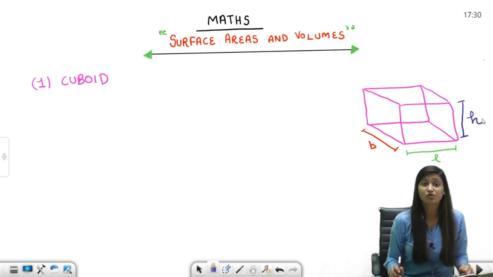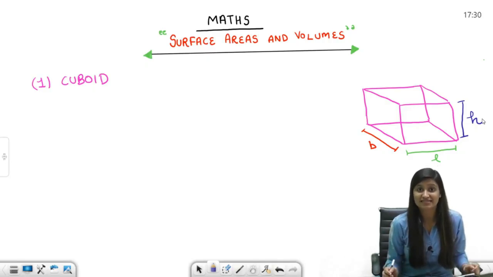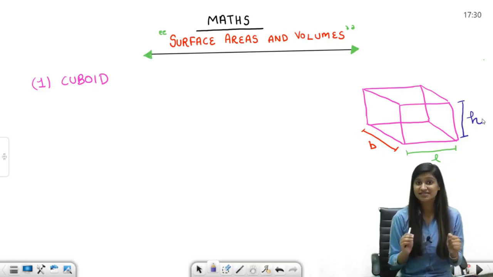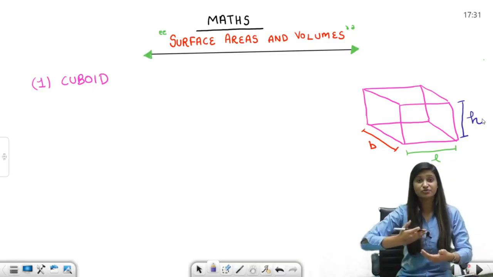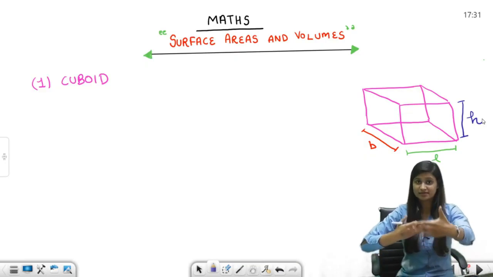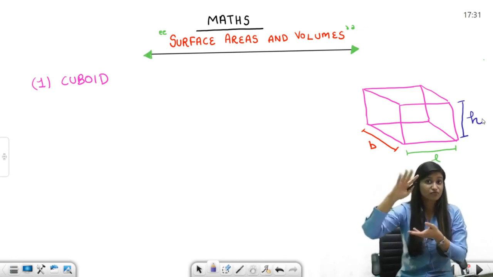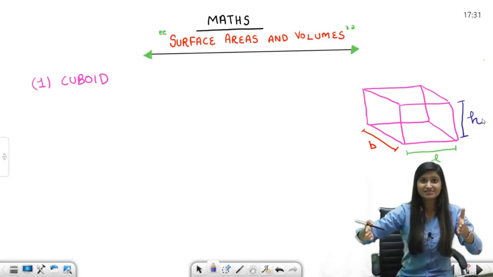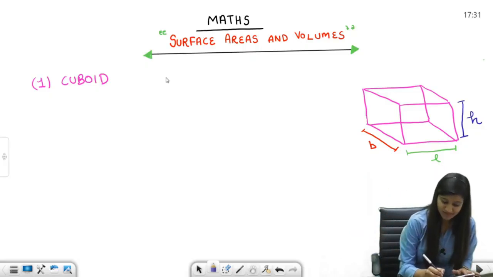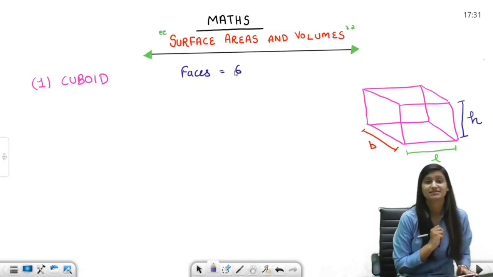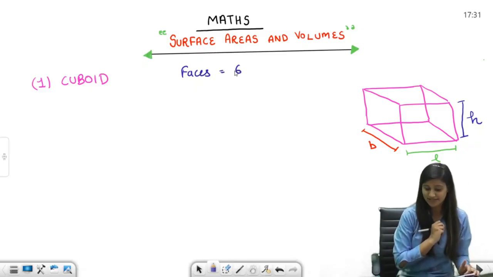Alright, now we will see how many faces a cuboid has. Cuboid will have 6 faces, right? The front one and the back one, these become 2. The upper one and the lower one, 4. The side ones becomes 6. So how many faces? Faces are 6. 6 faces it has, right?